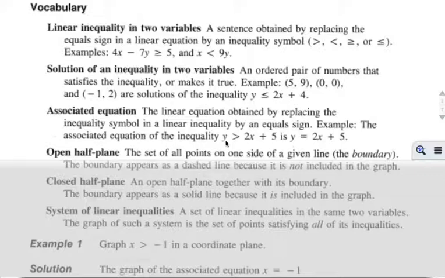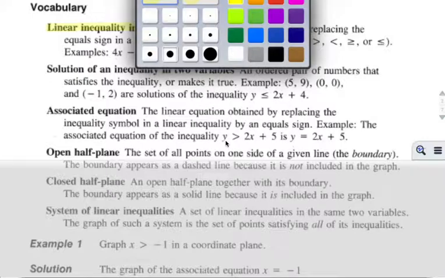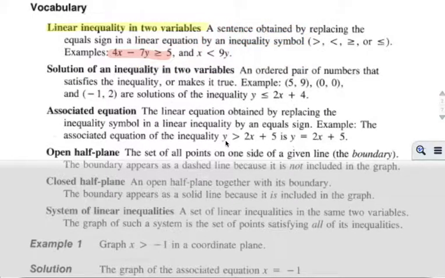We're going to have to shade. So our definitions: a linear inequality in two variables is a sentence obtained by replacing the equal sign in a linear equation by an inequality symbol. We've got a couple of examples here: 4x minus 7y is greater than or equal to 5, and x is less than 9y. The solution of an inequality in two variables is an ordered pair of numbers that satisfy the inequality, or make it true. For example, the points (5, 9), (0, 0), and (-1, 2) are all solutions of the inequality.